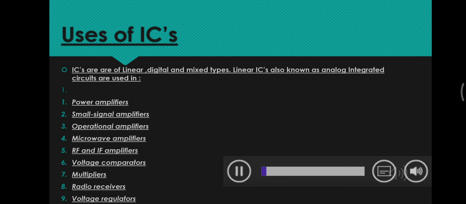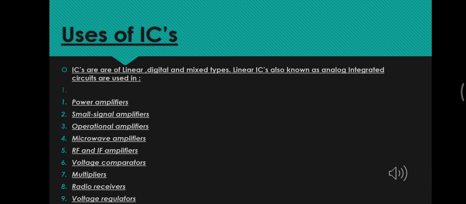Use of ICs. ICs are of linear, digital and mixed types. Linear ICs, also known as analog integrated circuits, are used in first, power amplifiers, second, small signal amplifiers, third, operational amplifiers, fourth, microwave amplifiers, fifth, RF and IF amplifiers, sixth, voltage comparators, seventh, multipliers, eighth, radio receivers, ninth, voltage regulators.